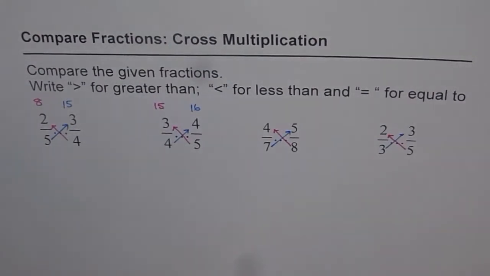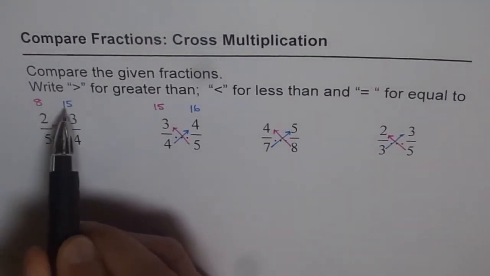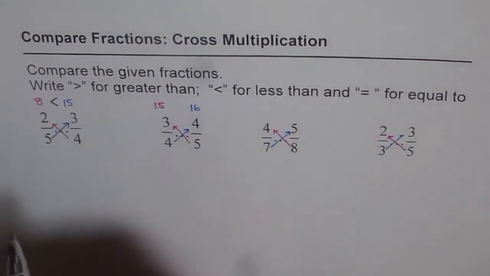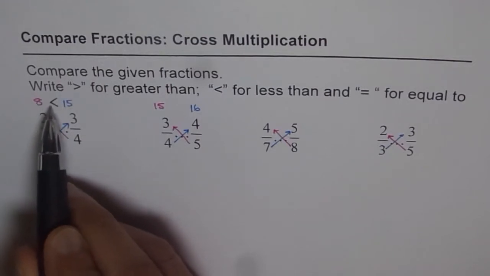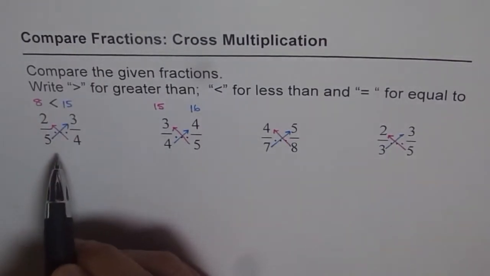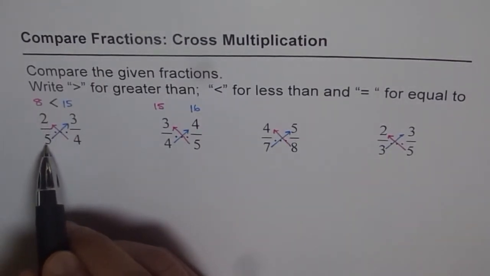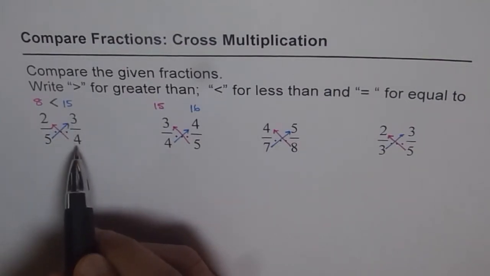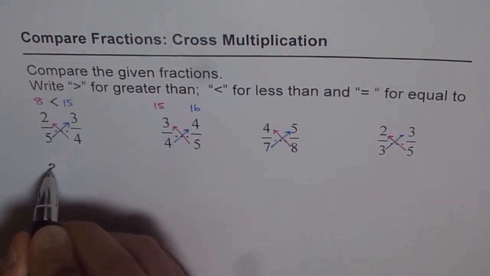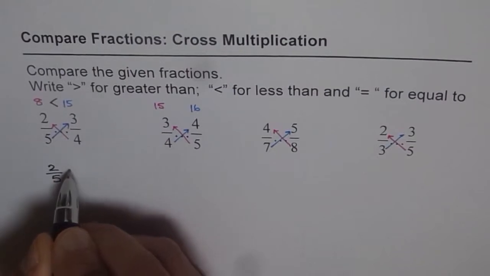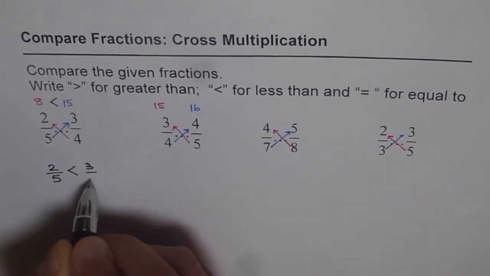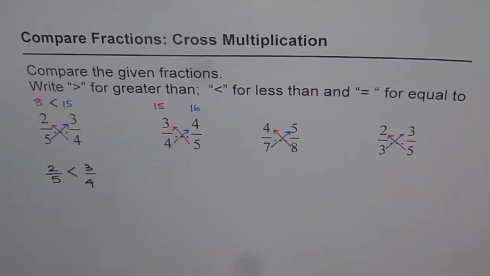It's time to compare. When you compare, you have to just compare these numbers. Which is greater? 15 is greater, so you'll write the sign, this one. 8 is less than 15. So that means the fraction 2 over 5 is lesser than 3 over 4. So we can write down our answer, that is 2 over 5 is less than 3 over 4. Do you see that? That is how we do it.